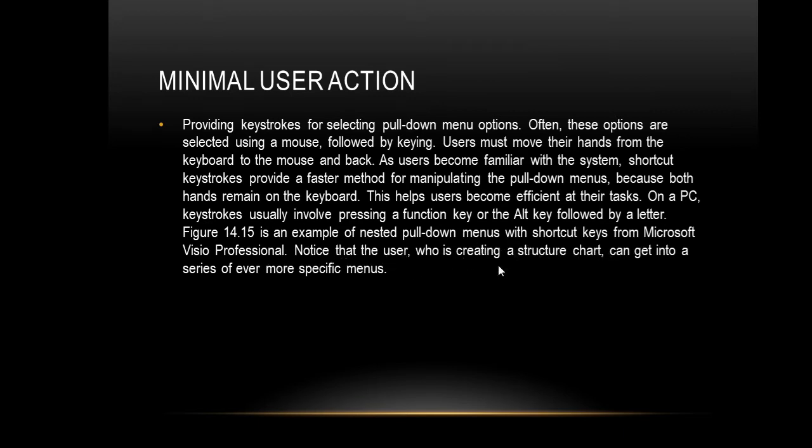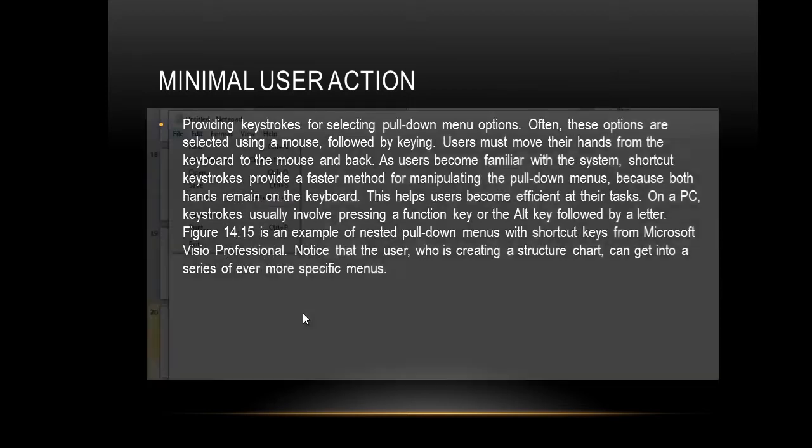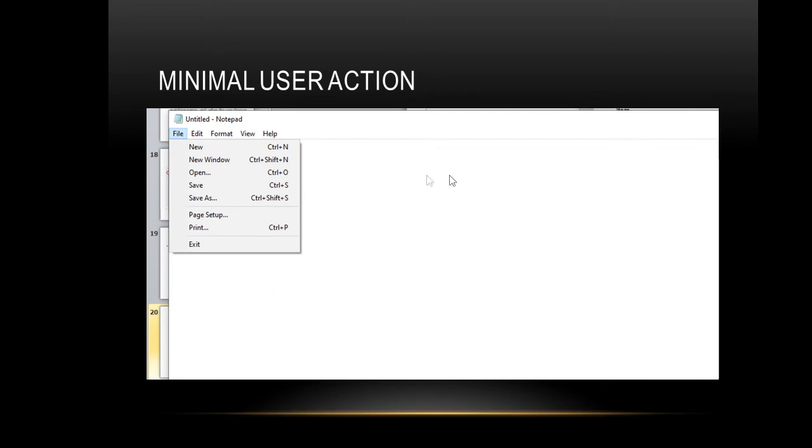Notice that the user who is creating a structured chart can get into a series of ever more specific menus. But I'll use another example here, not the Visual Professional. So here is an example. This is actually WordPad. So if you click on F, you notice that we have some of the shortcut keys. So once you're familiar with this, instead of clicking F and then clicking here to save, we can just press Ctrl S, which is actually more efficient since our hands will not leave the keyboard.